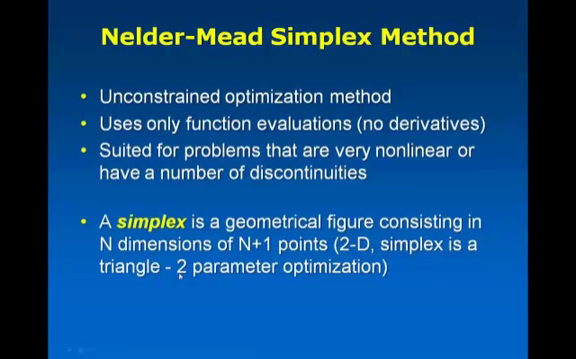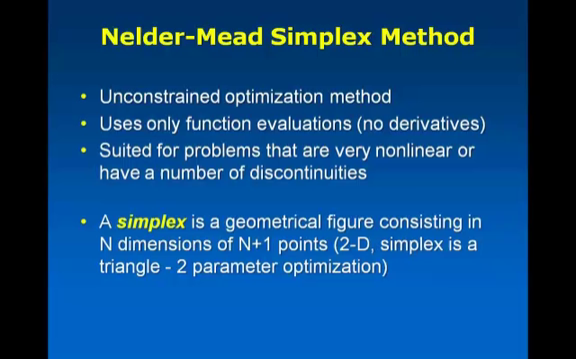So a simplex in this particular case is a geometrical figure consisting, in n dimensions, of n plus 1 points. So the example that I just did had 2 parameters. So in 2D, which is nice to be able to show you what's going on here, we will have a 3-point geometrical figure. So that's a triangle, obviously.